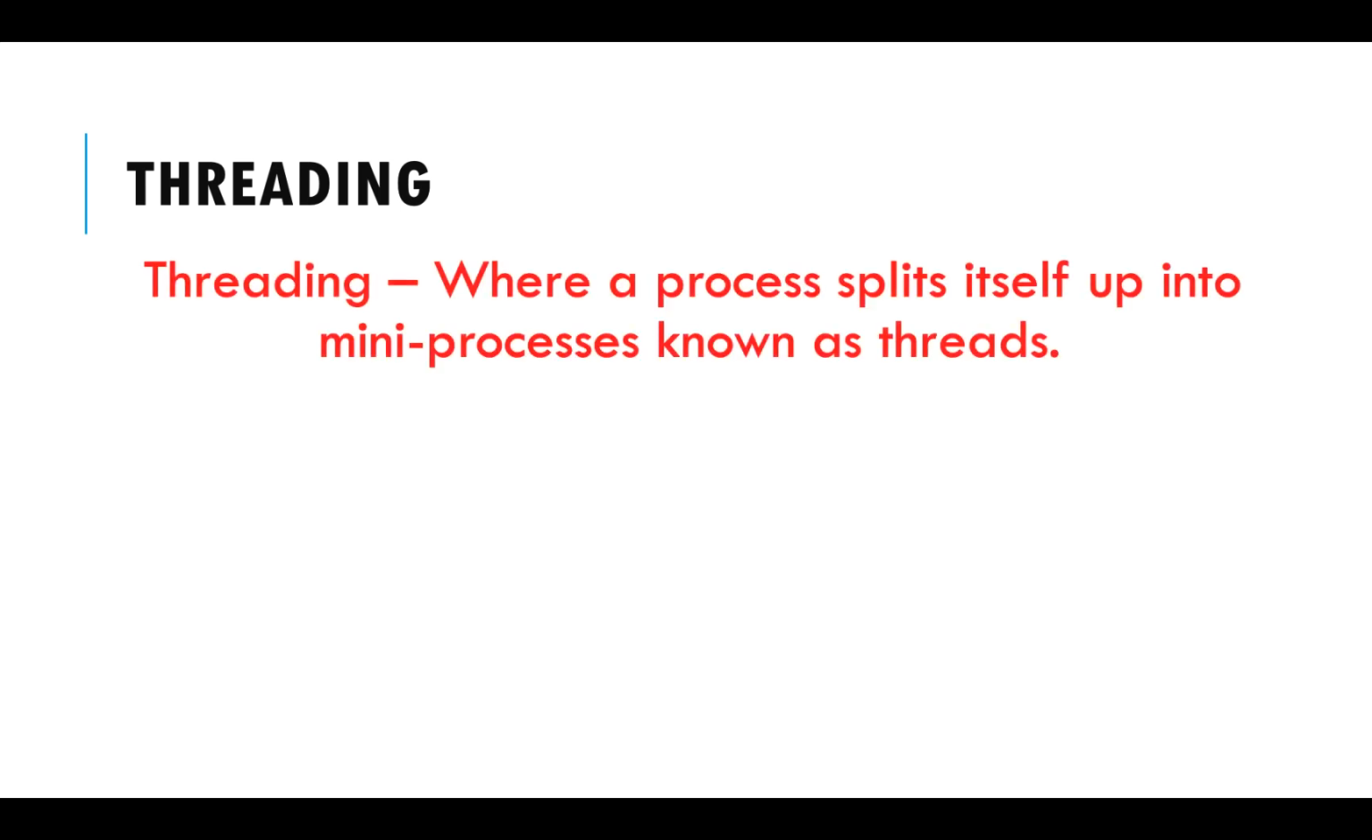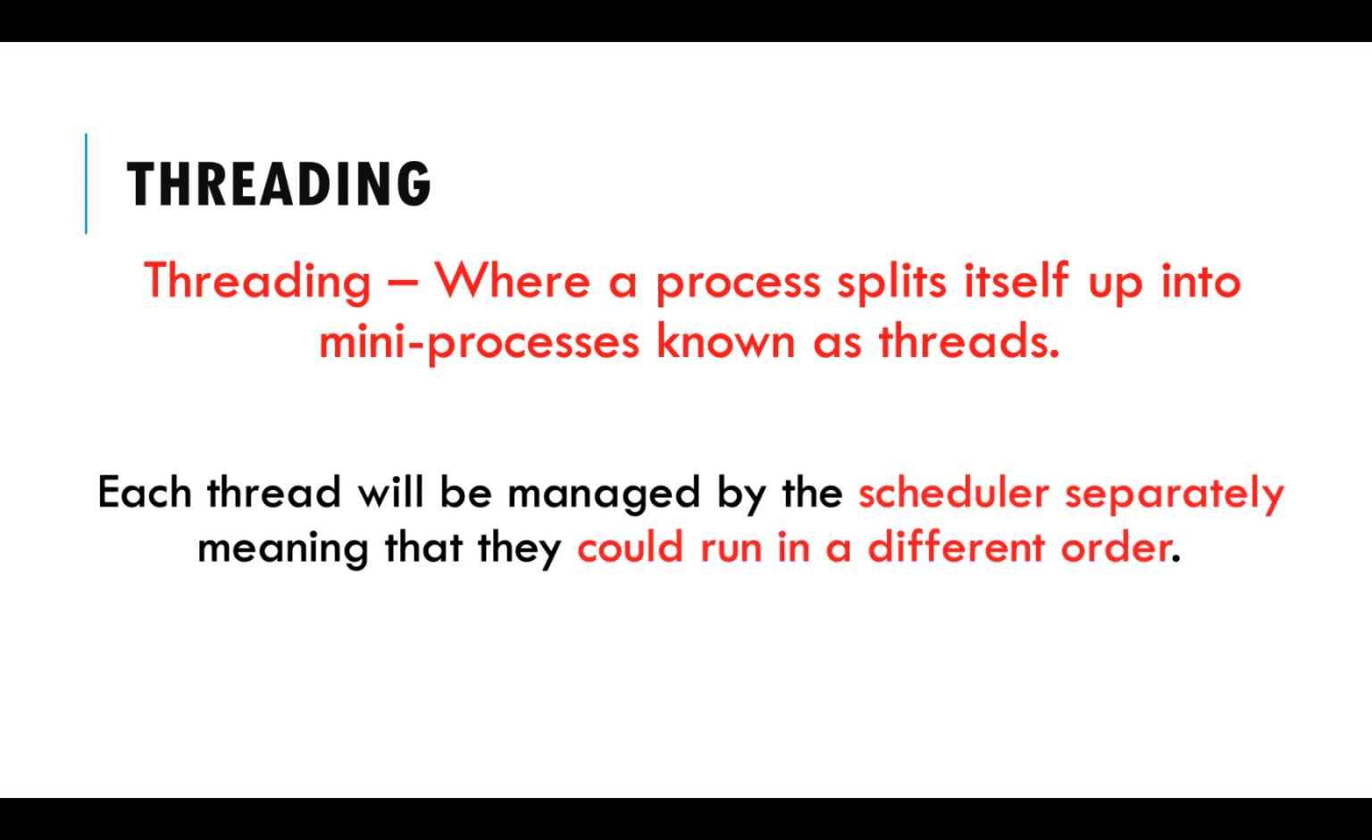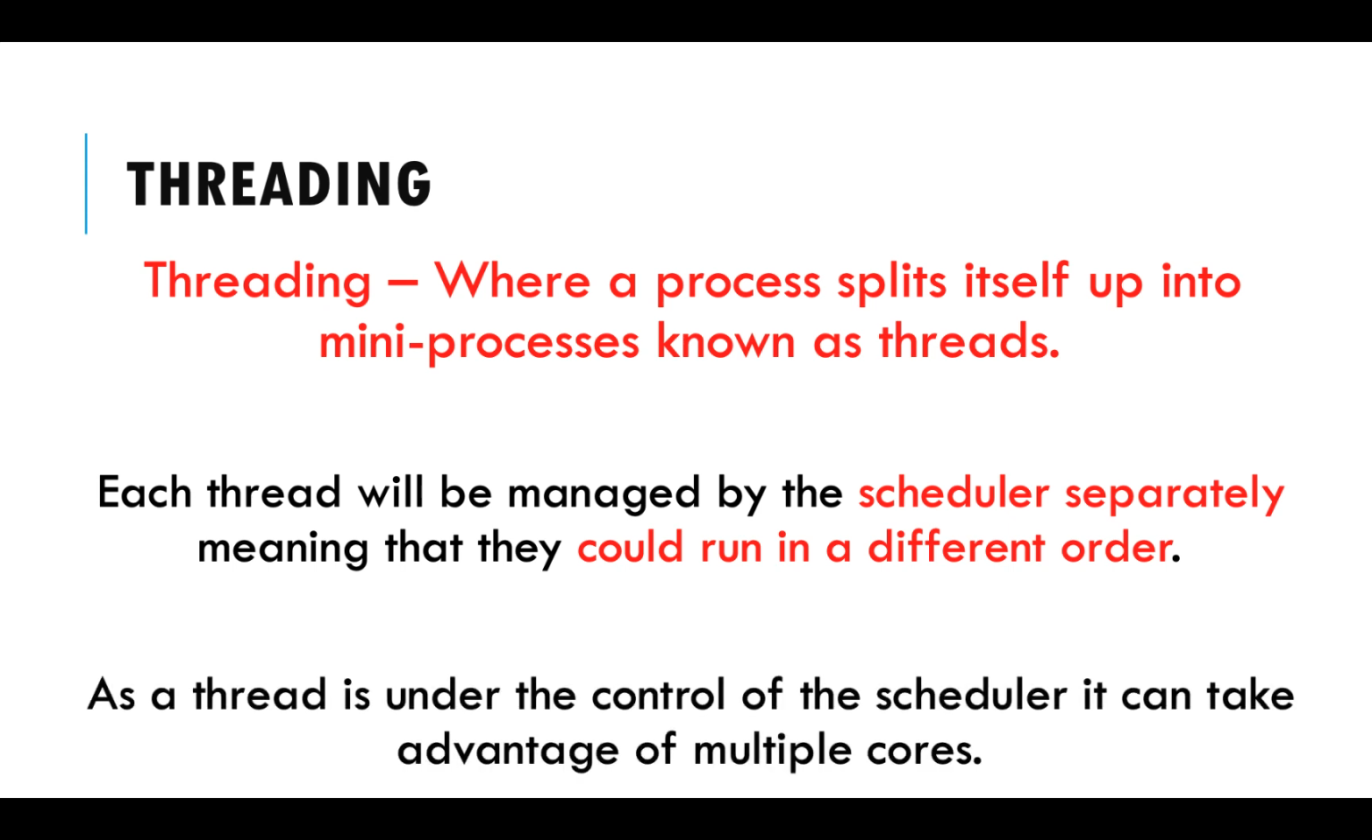Now we move on to something called threading. Threading is where a process splits itself up into mini processes known as threads. Each thread will be managed by the scheduler separately, meaning that they could be run in a different order. Now obviously that will cause a number of different issues. As a thread is under the control of the scheduler, it's the scheduler's job to make sure that everything gets run in order. But the benefit to doing this means we can take advantage of multiple cores. But there are a number of disadvantages as well.